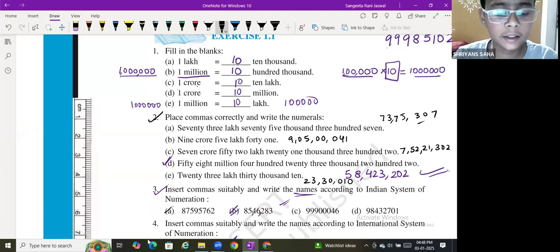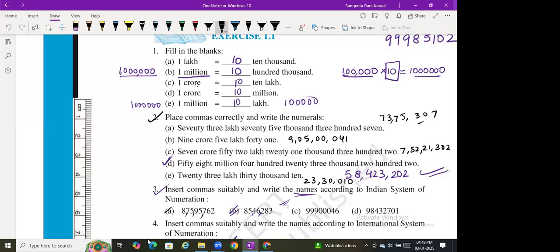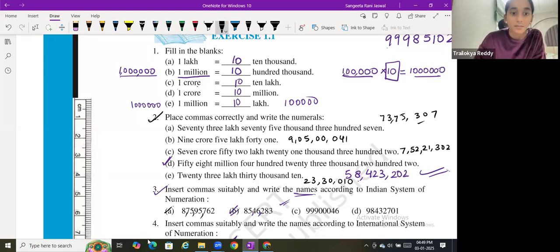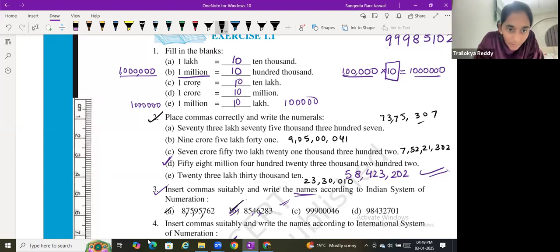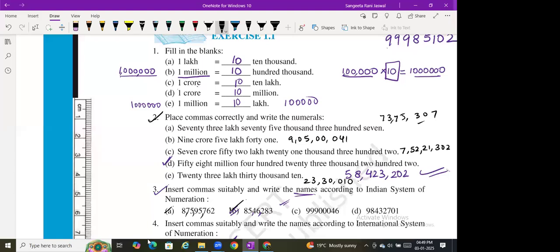Yes, sir. 8 crore 75 lakh 95,762. Okay. 8 crore 75 lakhs 95,762. Okay. Next, Trilokya, tell me the next one. Ma'am, the B bit or the C bit? B bit. Okay. Ma'am, 85 lakh 46,283. Correct. Okay. Neha, next.